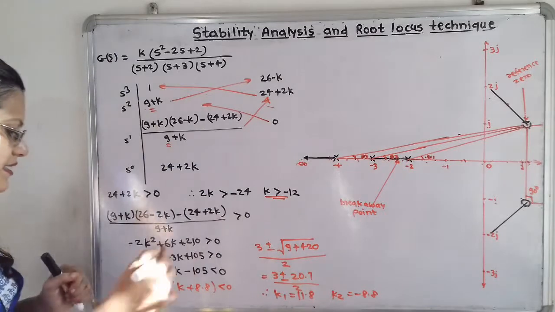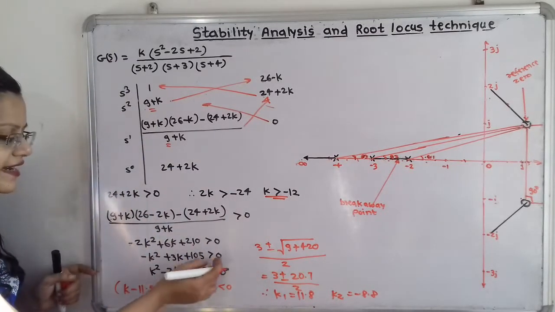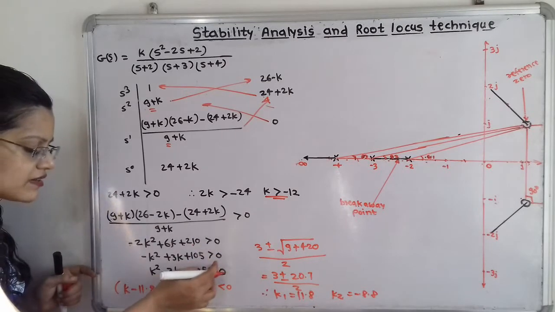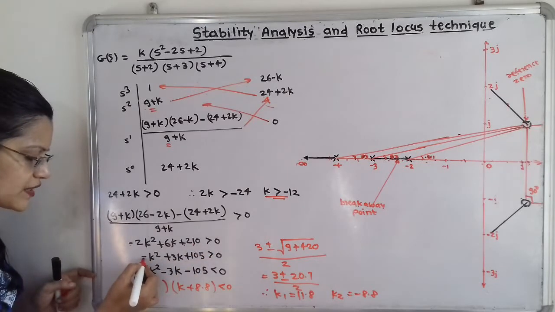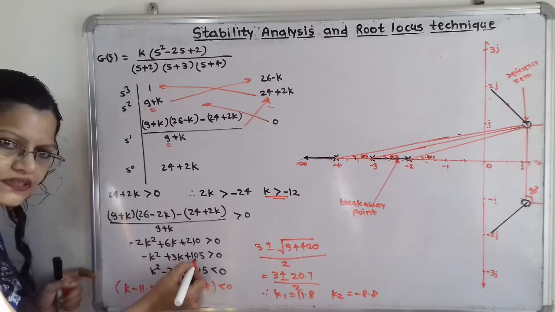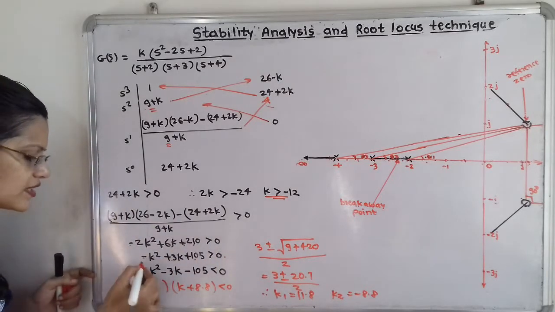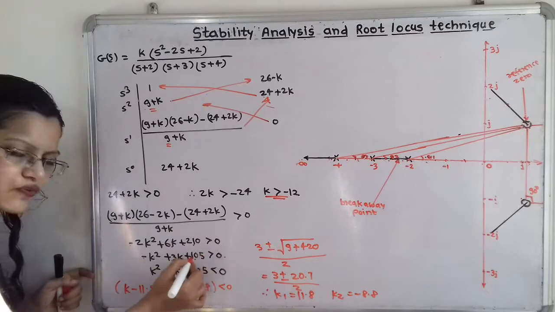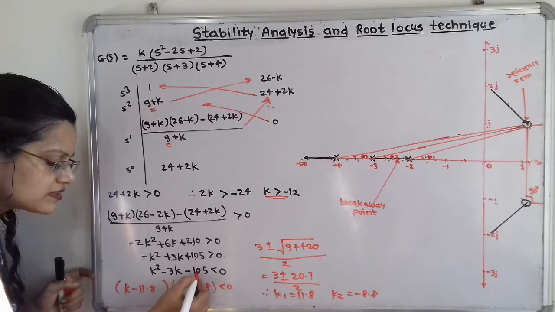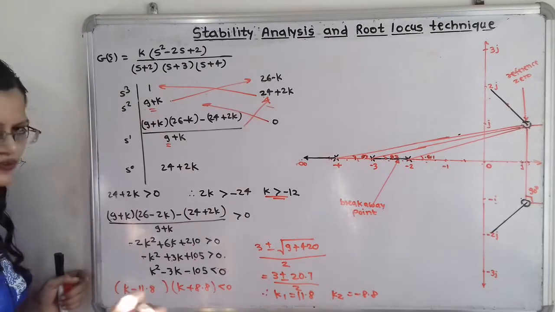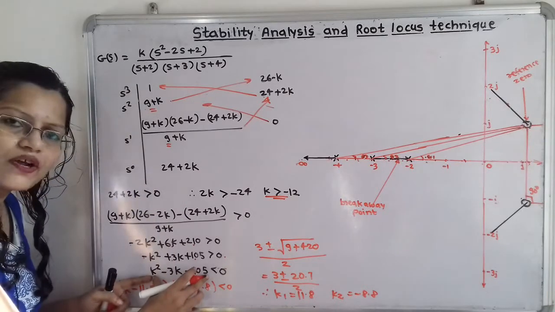Now if I take the minus sign as common and transfer it to the right hand side, then the inequality will become less than. So I can either write this equation as minus k square plus 3k plus 105 is greater than 0, or if I multiply the whole equation by the minus sign, then k square minus 3k minus 105 is less than 0. Now we have to solve this equation, that is we have to find its roots.